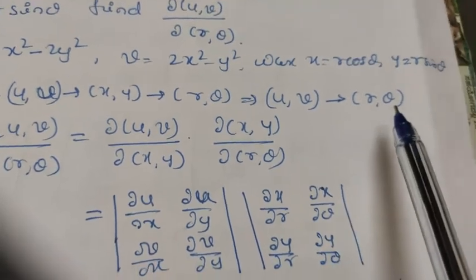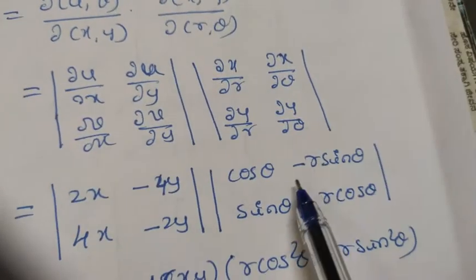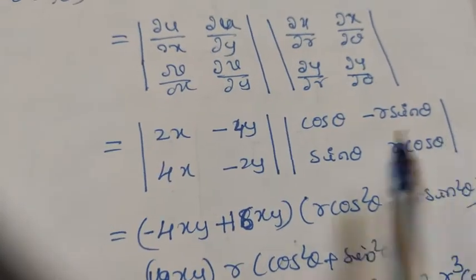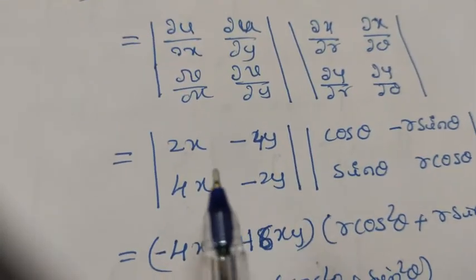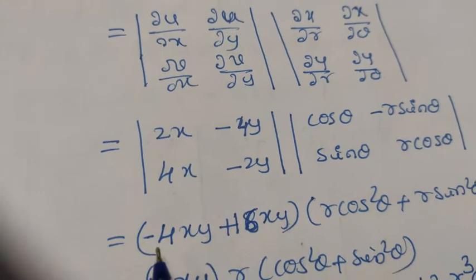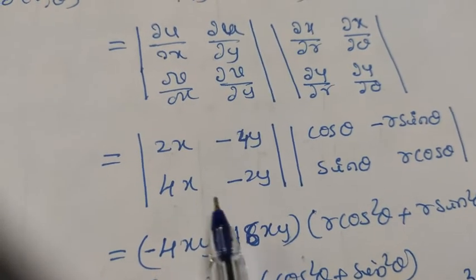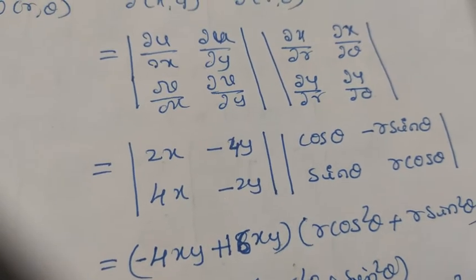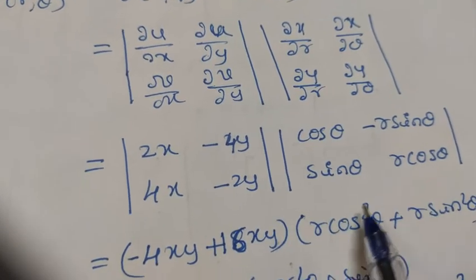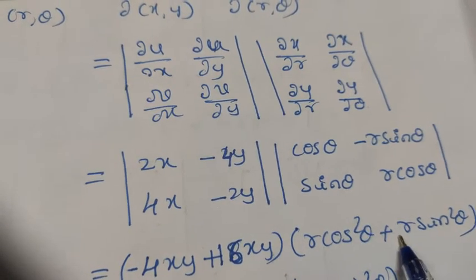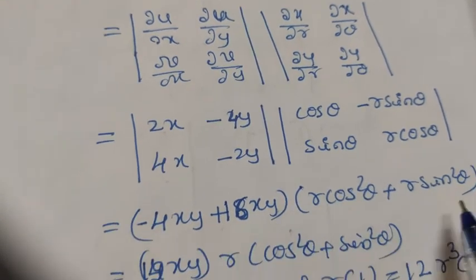Similarly, ∂y/∂r is sin θ, and ∂y/∂θ is r cos θ. Let us expand these determinants, cross multiply. Here this is minus 4xy, and multiplying these two we get plus 4 into 4, 16xy, and here, cross multiplying, you will get r cos²θ plus, minus into minus plus, again r sin²θ.